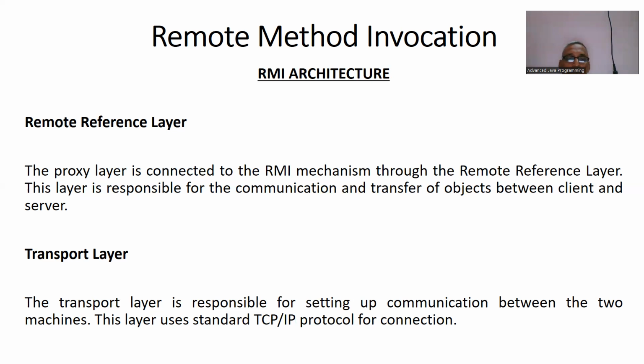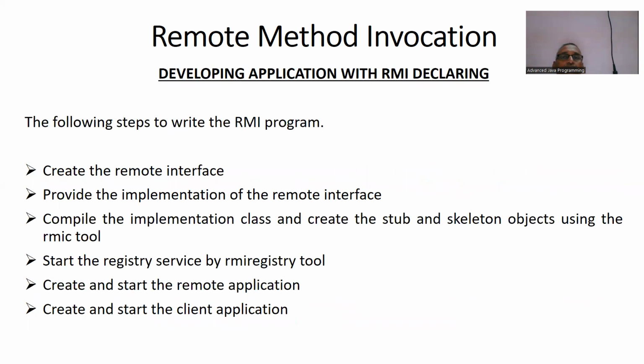Next topic, developing an application with RMI. There are some steps to write an RMI program. First one, create the remote interface, provide the implementation of the remote interface, compile the implementation classes and create the stub and skeleton objects using the rmic tool. Start the registry service by the rmiregistry tool. Create and start the remote application. Create and start the client application.